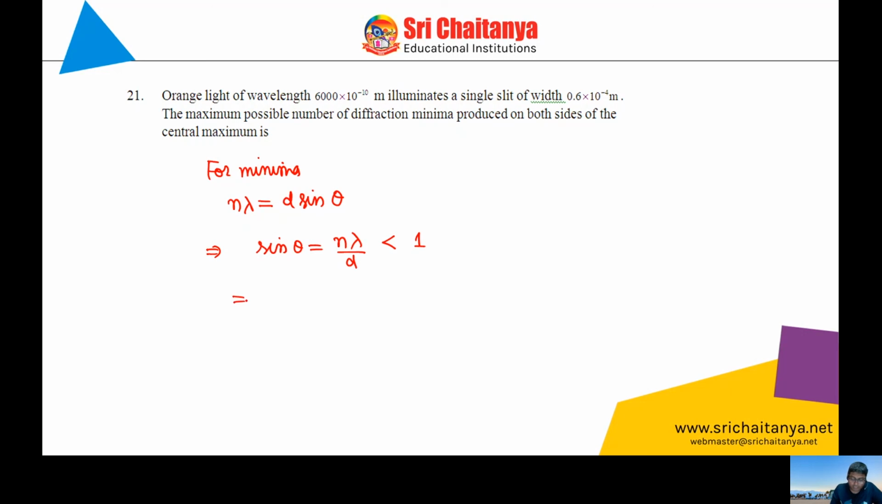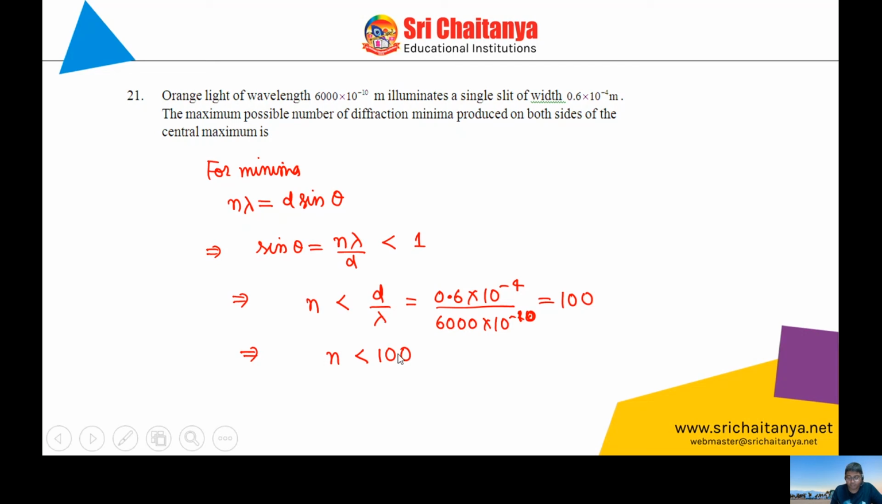So here we can say that n will be less than d by lambda, and when we substitute the values of d and lambda given in the question, d is 0.6 into 10 to the power minus 4, and lambda is 6000 into 10 to the power minus 10. Solving this you will get 100. So n has to be less than 100. The equality sign is not there, so the maximum value of n will be only 99.